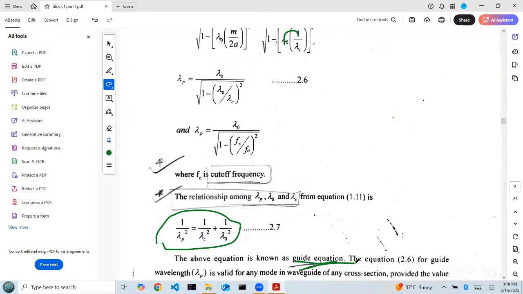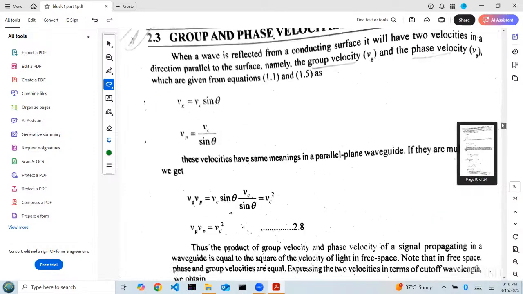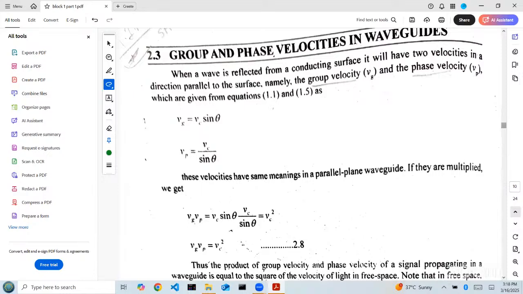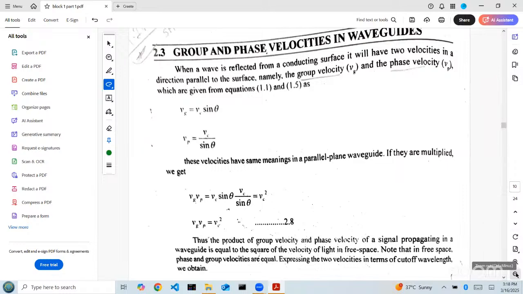Next topic, what do we have in this unit 2? We can expect this as an important question. Previous year short answer question. This is from the first unit. Group and phase velocities in a waveguide. We have one formula for Vg. What is Vg? Vg is group velocity. Vp is phase velocity. Here I am writing the Vg equation. Next I am writing the Vp equation.